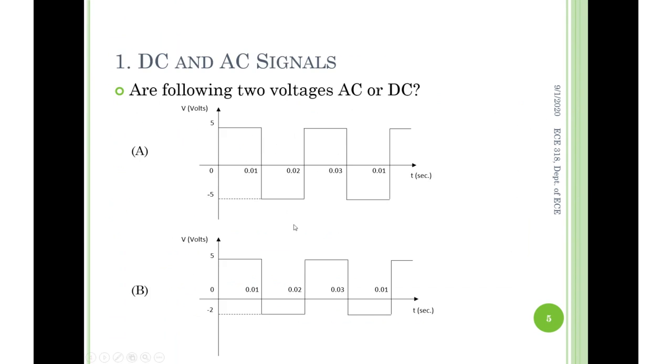Okay, so let's go through them. Not much time left, but we will quickly go through the first one. Looking at these two signals, A and B, are they AC or DC? Let's answer number one, the very basic question. Are they AC or DC? Signal A is AC or DC? Any answers?